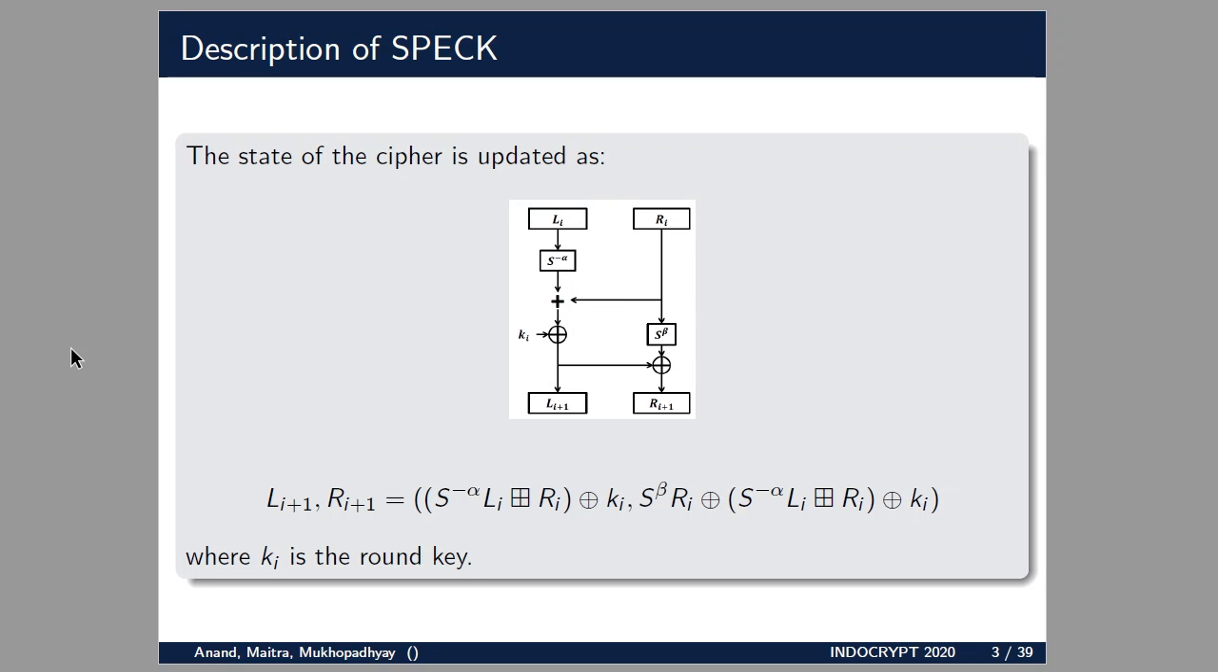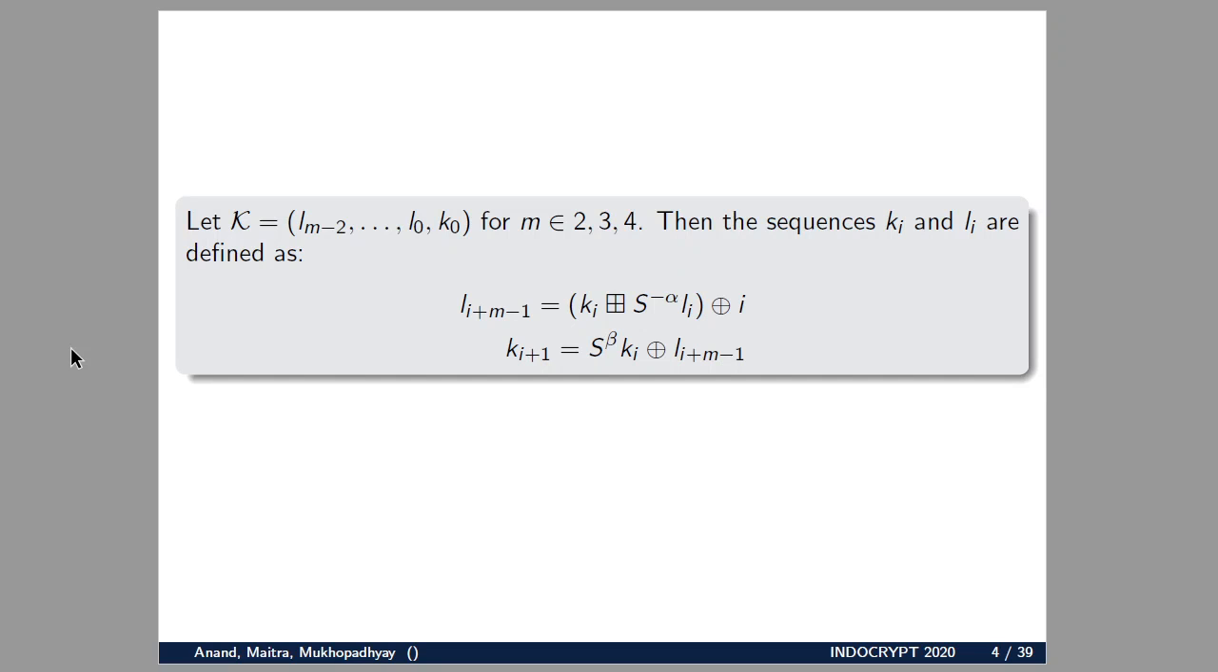The state update function consists of bitwise XOR, circular shifts and addition modulo 2^n. The state of the cipher is updated as shown in this figure, where ki is the round key. The round keys of SPECK are generated using the state update function. If the secret key is this k for m equal to 2, 3, 4, then k0 is used for the first round and the keys ki for further rounds are defined as given here.